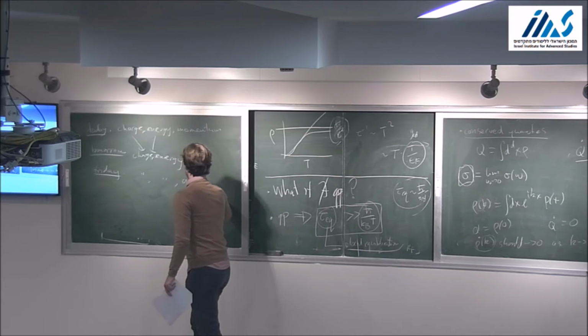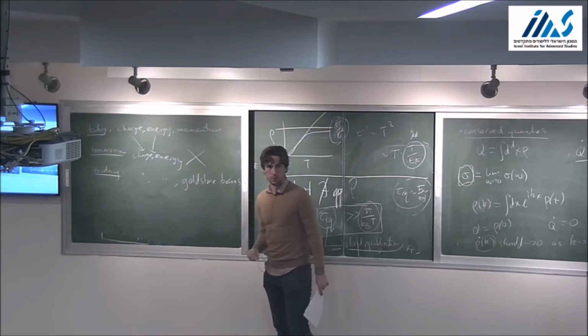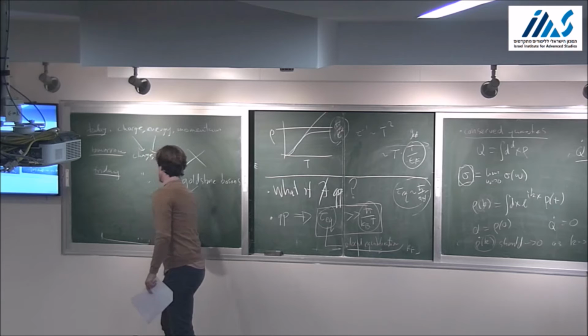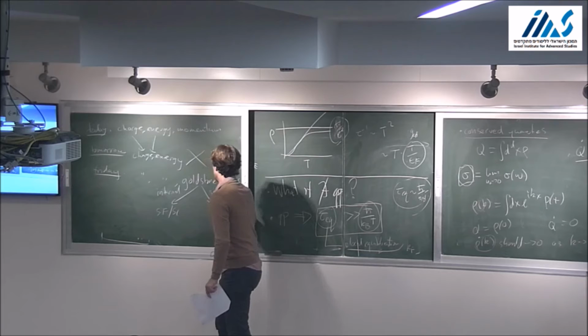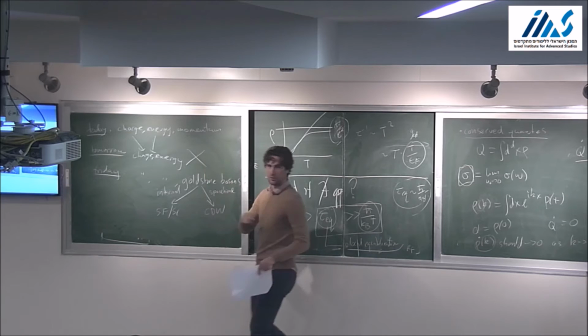In fact, we're going to talk about two types of Goldstone bosons, one where it's an internal symmetry. That would be superfluids and superconductors, which spontaneously break a U(1). And then we'll also talk about space-time symmetries. These will be charge density waves, where you spontaneously break translations. Some interesting things happen, and we'll talk about that on Friday.